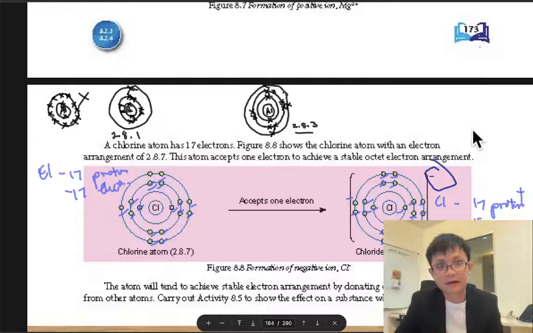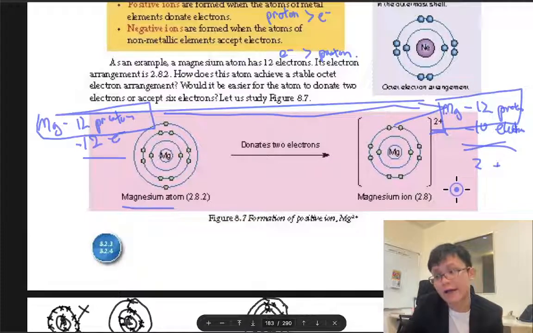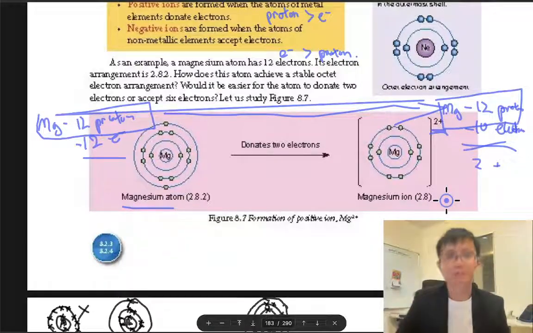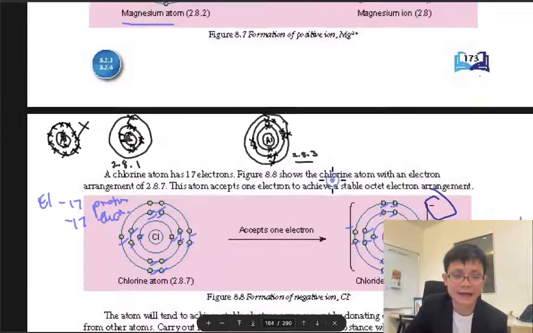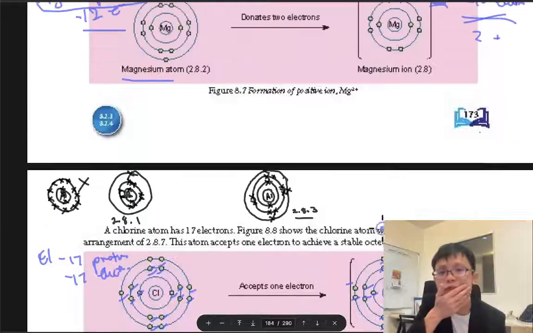This one, how many charges? 2, because 12 minus 10 is 2. That is why you get 2, and it's 2 positive because proton minus electron is positive. So I hope that you can understand this first. Then remember, protons cannot move, only electrons can move.